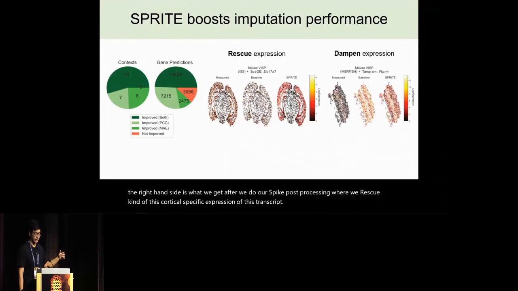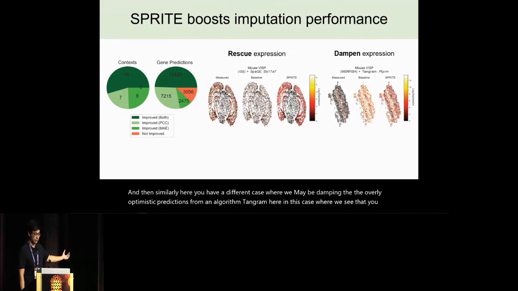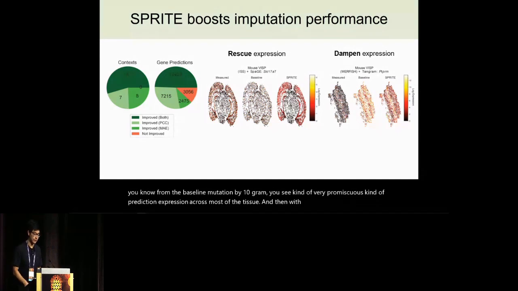And then similarly here, you have a different case where we dampen the overly optimistic predictions from an algorithm, Tangram in this case. The measured expression is actually very selective to this band of cells. But from the baseline imputation by Tangram, you see very promiscuous predicted expression across most of the tissue. And then with SPRITE, we dampen it down to this selective expression across this narrow band of cells in the tissue.